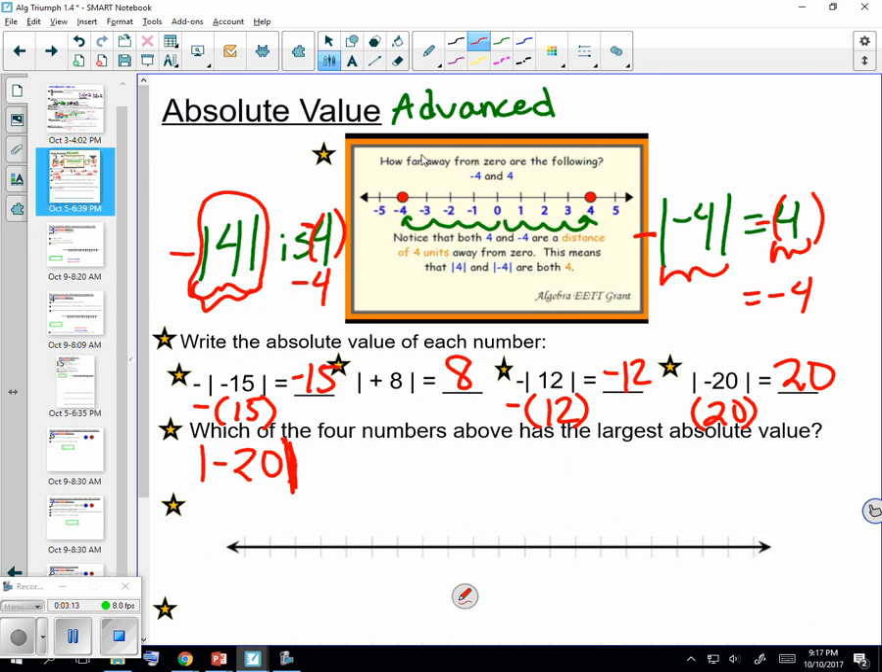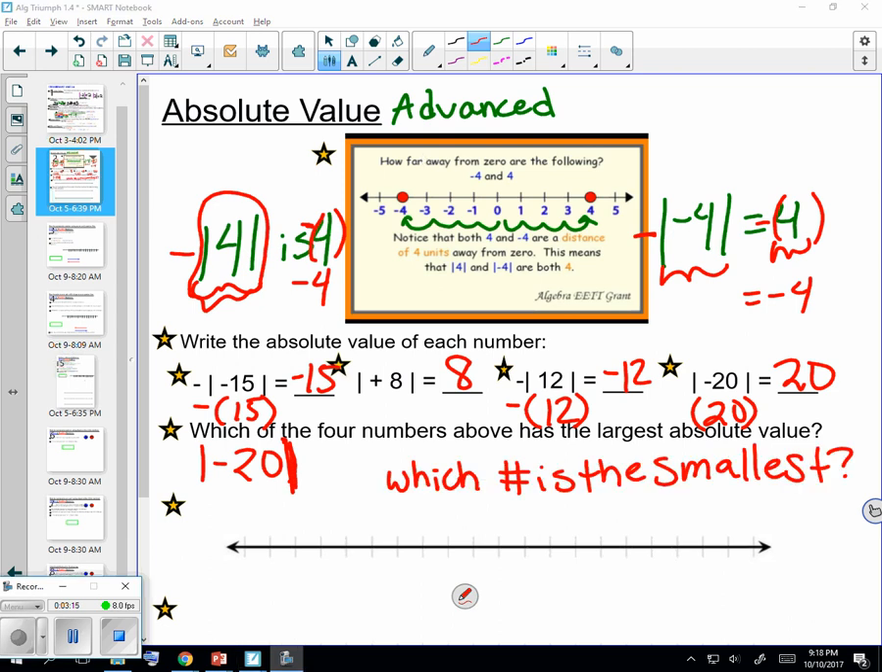Now, if I asked you which number is the smallest, you would then have to pay attention to the signs. The smallest number is the furthest from 0 left of it. In this case, it would be -15.